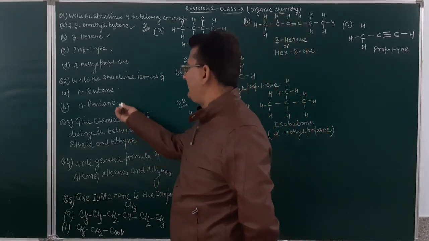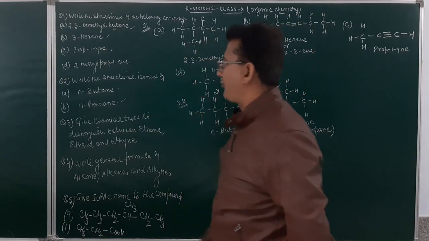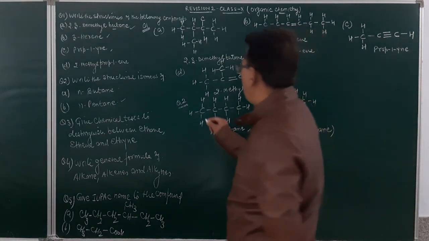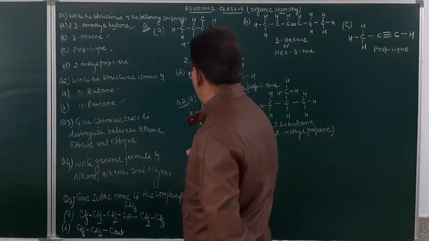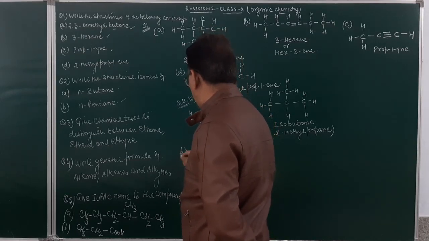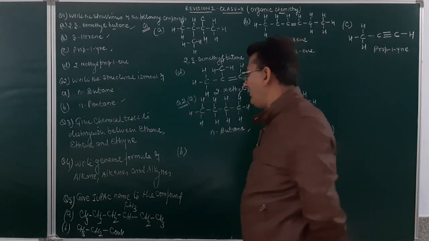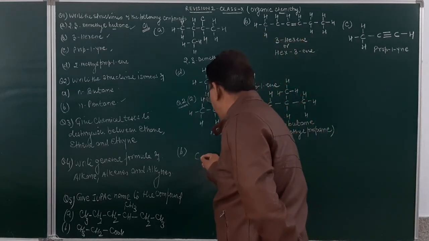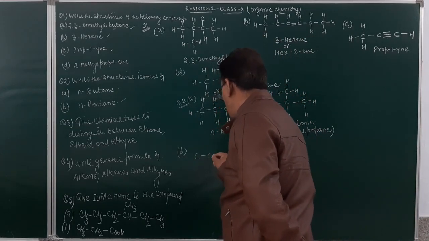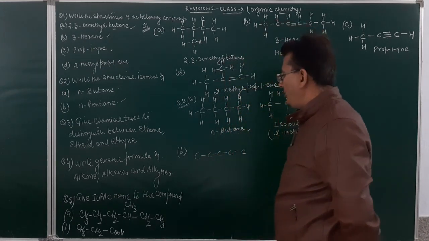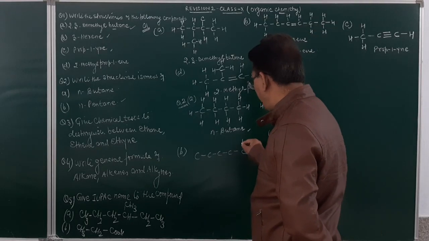Then the second part is, write the structural isomers of normal pentane. This over here is the part A. Now B will be normal pentane. Pentane means how many carbon atoms? There are 5 carbon atoms. So this will be 1, then 2, 3, 4 and 5. How many hydrogen atoms over here? 3. This will be H, H and H.